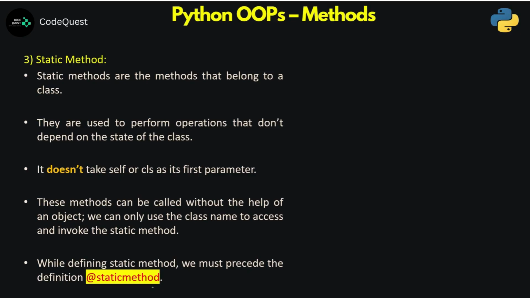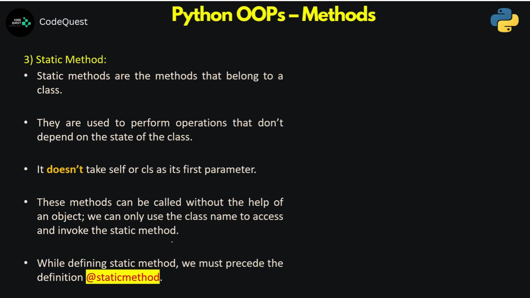Like in the case of your class method, we started with @ followed by classmethod. Similarly, while defining a static method, we must precede the definition with @staticmethod. Now, once again, because these are static methods and they do not belong to any object specifically, they are also called without the help of an object. So I don't need any object to call this static method. We can only take the help of the name of the class to access and invoke the static method.